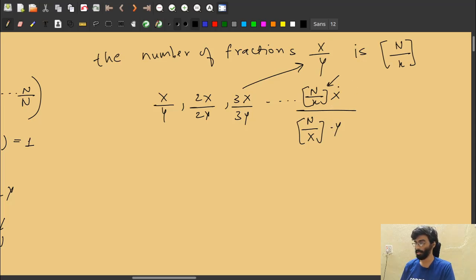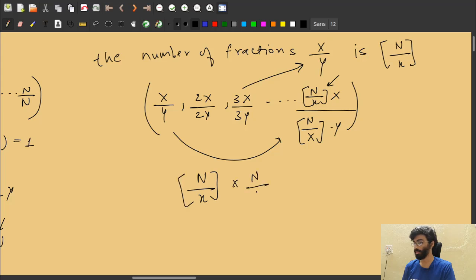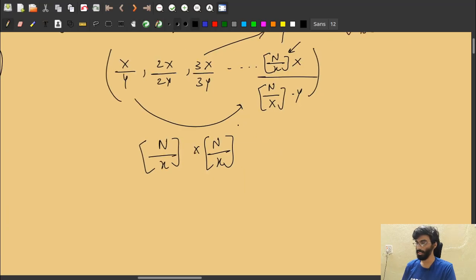As we are choosing n by x because this quantity should not be greater than n, hence total fractions are n by x. So the pairs these fractions could form are n by x multiplied by n by x, as each fraction could make a pair with every other fraction. Similarly for this and this, therefore n by x times n by x. But this number of pairs is only for a single x and y.